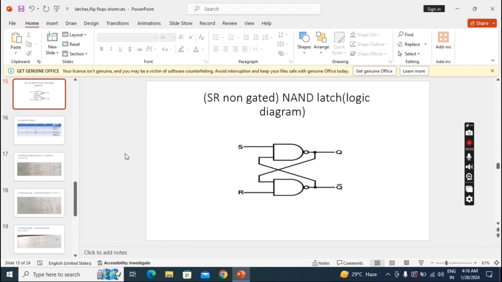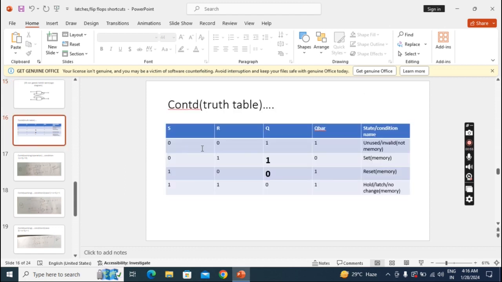Now we'll see the working. So generally this is the truth table. How we got this truth table, I will explain in detail. Okay, first we'll see the truth table format. There are two inputs, so four combinations will come: 00, 01, 10, 11, and there are two outputs. So for 00 I am getting 11, and for 01 I am getting 10. For 10 I am getting 01. For 11 I am getting 01 only.